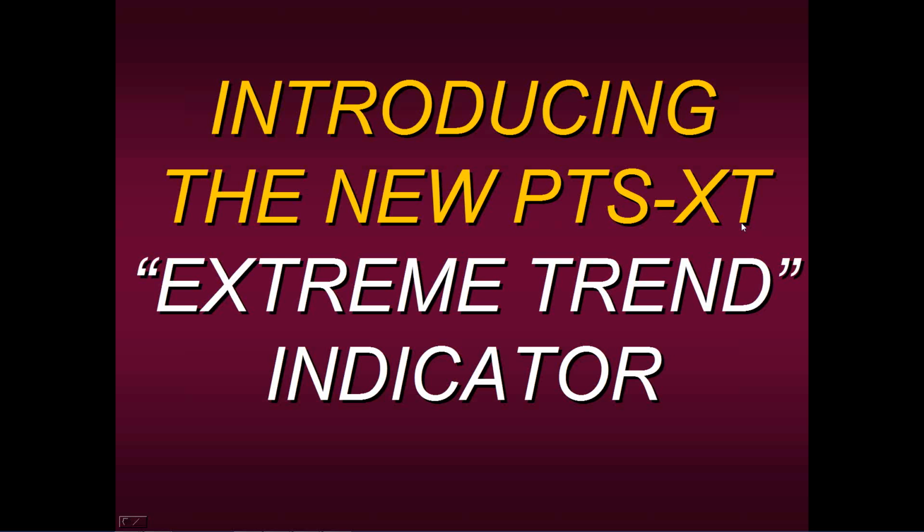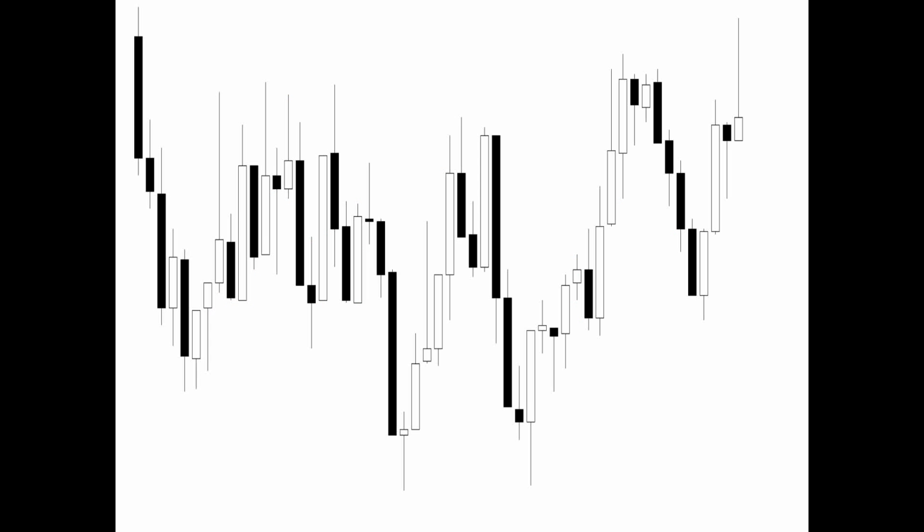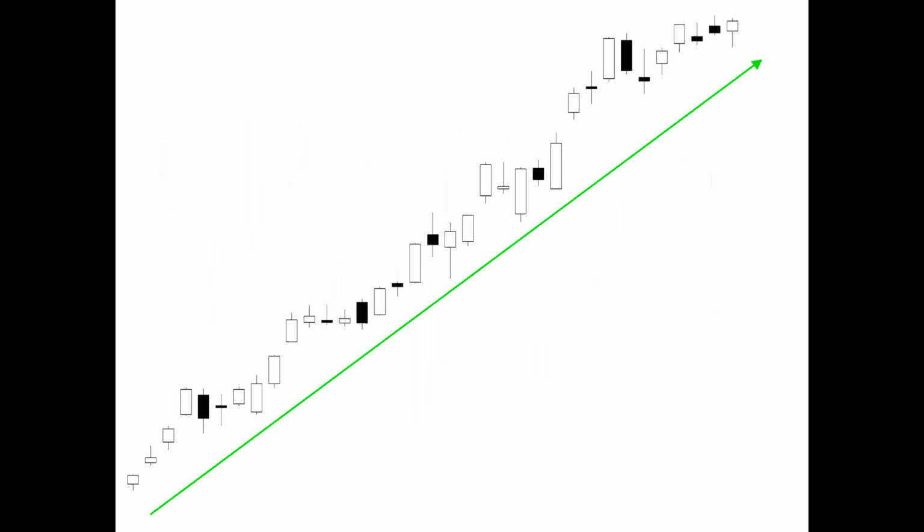But before I show you a lot of current examples, let me start out by asking you a question. For example, which chart would you rather trade? Let's just say that you're a long trader. You like to only buy stocks. Maybe you like to buy options, calls, or some type of spread strategy to the upside. Would you rather trade a chart like this, or would you rather trade a chart like this? Most likely this would be the one, right?